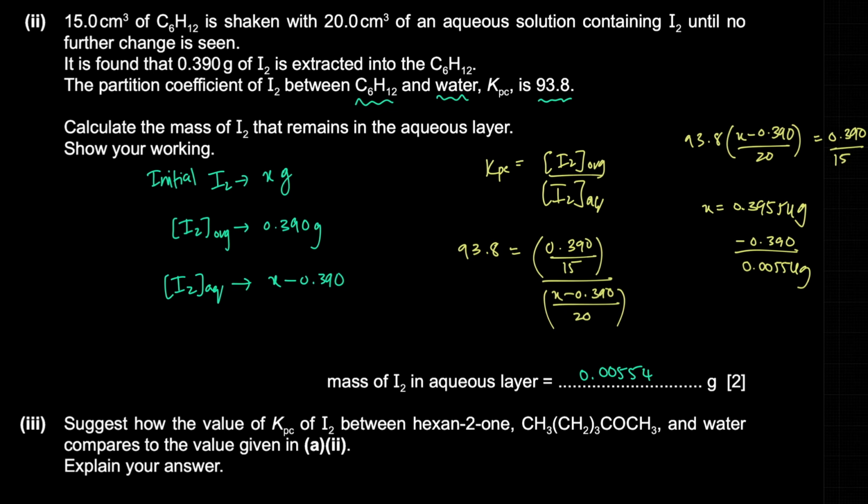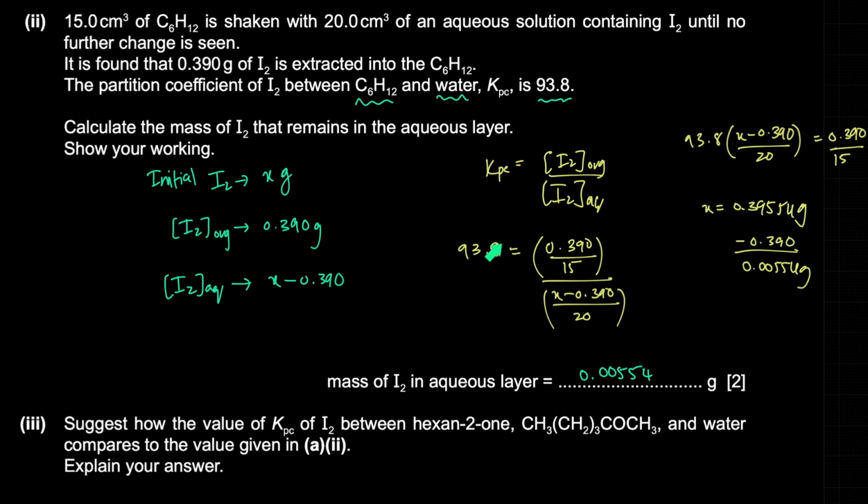They told us we had iodine in the aqueous solution, a certain amount, and that 0.39 grams was extracted into the organic layer. So obviously if the initial amount was x, then x minus 0.39 was left in the aqueous layer. The ratio of the concentrations between cyclohexane and water, that is cyclohexane divided by water, is the partition coefficient, and the ratio of the concentrations is 93.8.